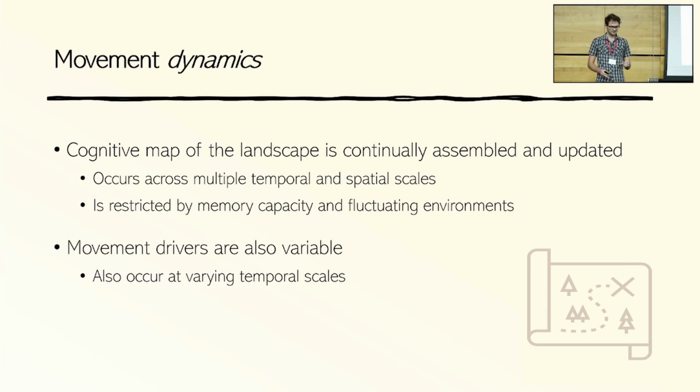And that is that there is evidence both from the neurosciences and from ecological observations that animals are able to maintain some kind of map-like representation of their environment in their memory. This is obviously limited by their memory capabilities and certain environmental features such as changes in the environment. And this map must be constantly adapted and updated in order for the animal to maintain a relevant understanding of its environment. The drivers of movement are also variable, and this could be dependent on the state of the animal or on seasonality or the life stage of the animal.